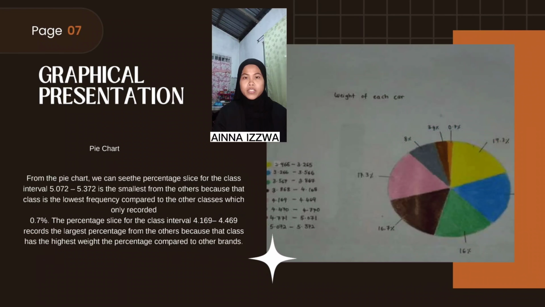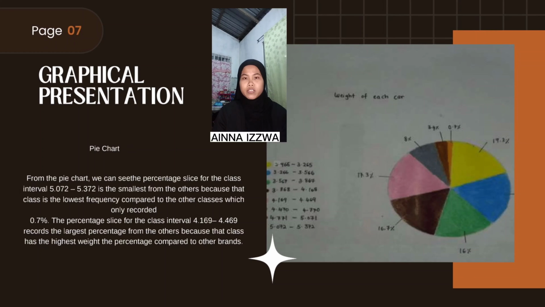The last one is the pie chart. From the pie chart, we can see the percentage slice for the class interval 5.0272 to 5.372 is the smallest of the others because that class has the lowest frequency compared to the other classes, which only recorded 0.7%.